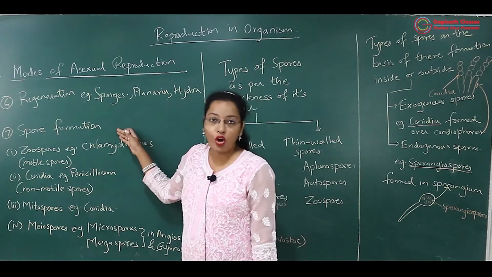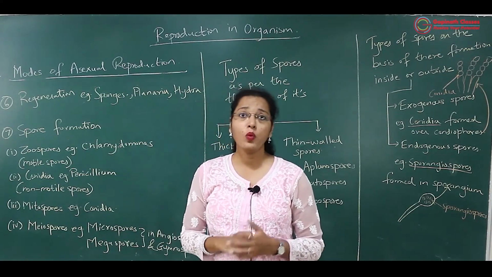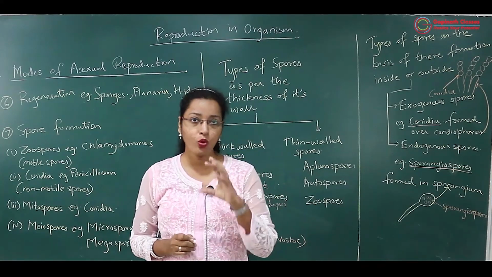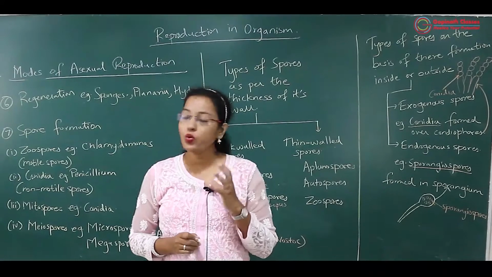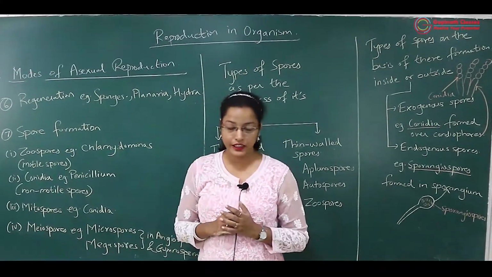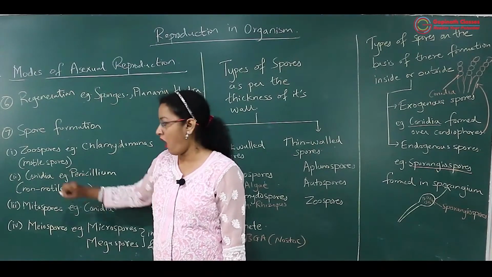Another type of asexual reproduction is spore formation. Spore, what do you mean by spore? A spore is a spherical thick walled structure. There are two types of spores as per the motility. One is zoospore and another one is conidia.